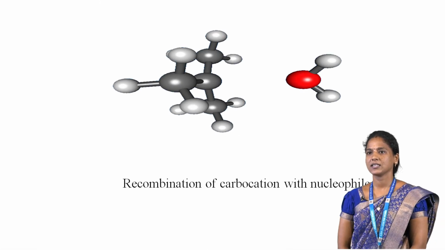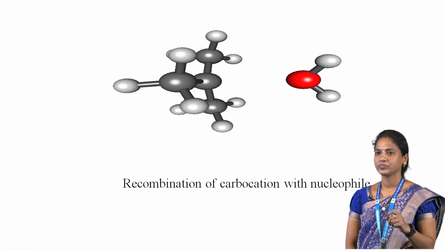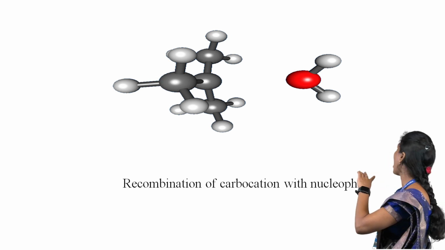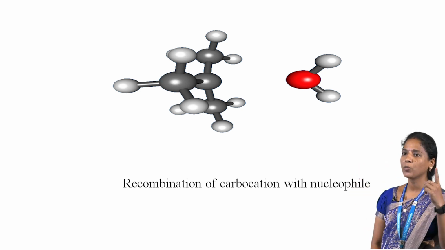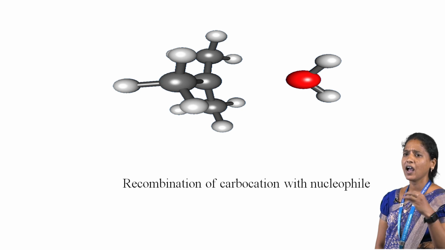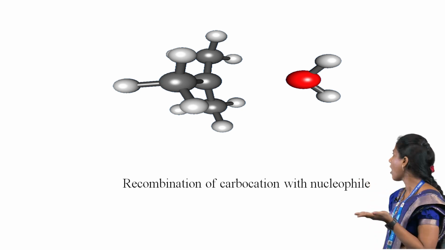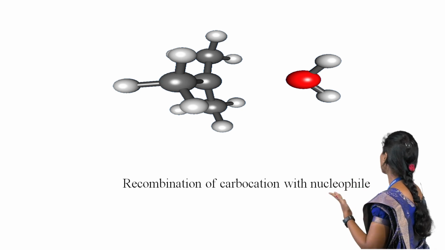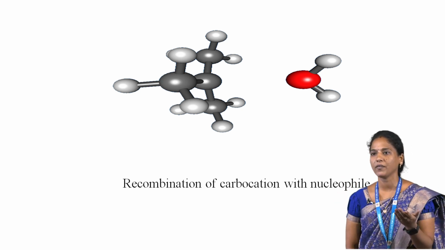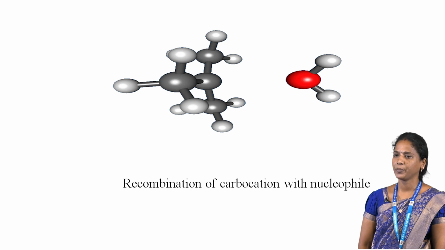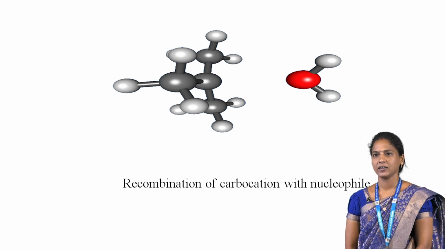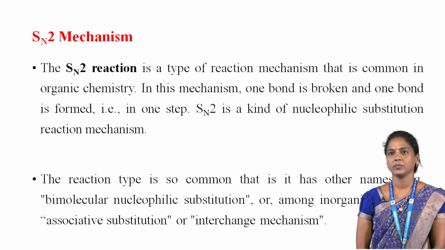Next one, the structure is a recombination of a carbocation. First of all, the carbocation is attacked by a nucleophile. For example, a tertiary butyl carbocation is attacked by the water molecule to give the product tertiary butanol and then hydronium ion. Next one, SN2 mechanism.